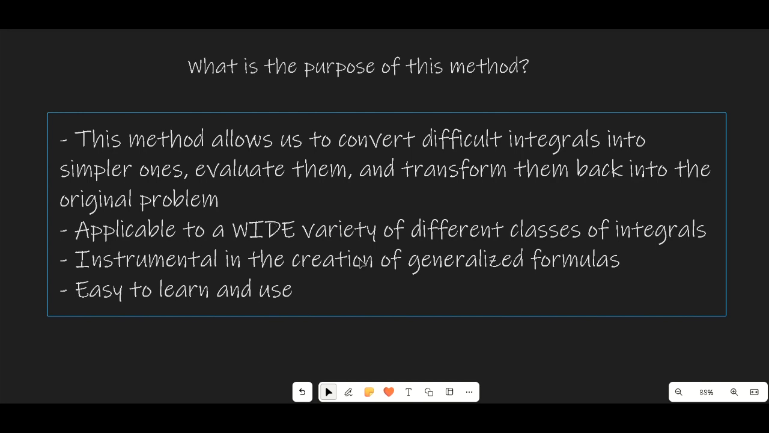It's instrumental in the creation of lots of generalized formulas, which I'll show you later, and it's super easy to learn and use as long as you learn it the right way. Also, it should be noted that Feynman's trick is more of a tool rather than an integration method, because you'll usually combine it with some other methods such as the Laplace transform, power series, or King's property. So let's go ahead and get started.